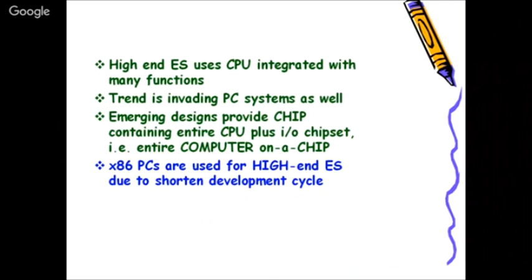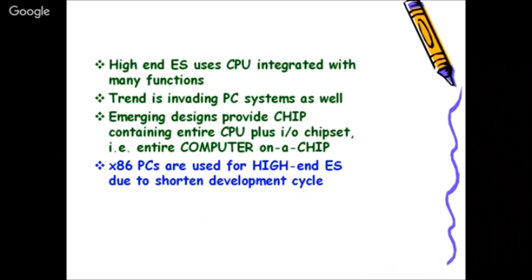Now, emerging designs provide a chip containing the entire CPU. You must have seen in the market that there is a CPU with on-chip I/O chipsets. That chipset means you have all the functionality, keyboard functionality, mouse functionality, so you don't have to have multiple boards inside your computer. On-chip CPU plus input-output chipset is already there. The entire computer on a chip is there. So that is how design trends are emerging.